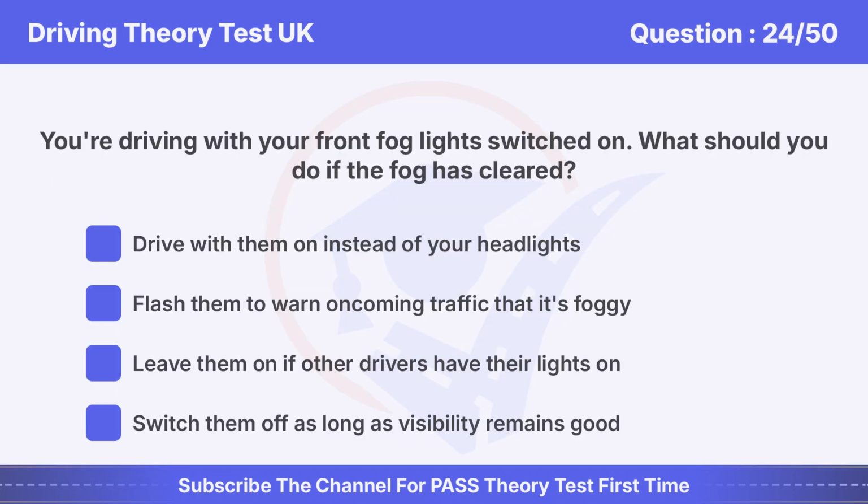Question 24. You're driving with your front fog lights switched on. What should you do if the fog has cleared?